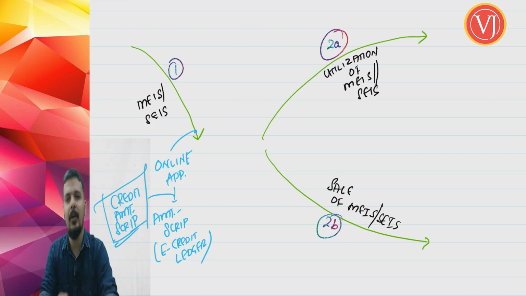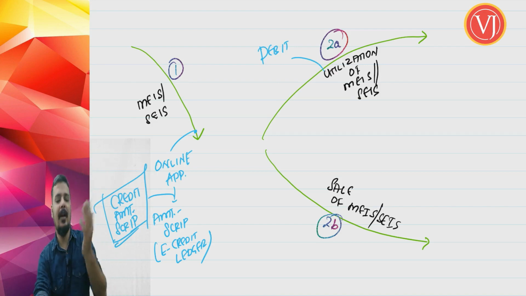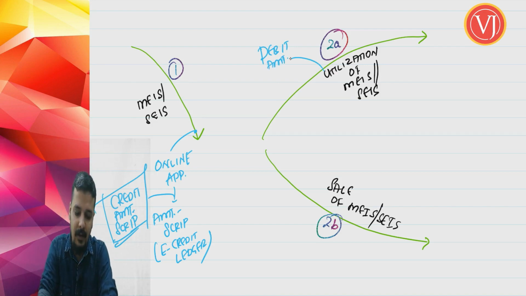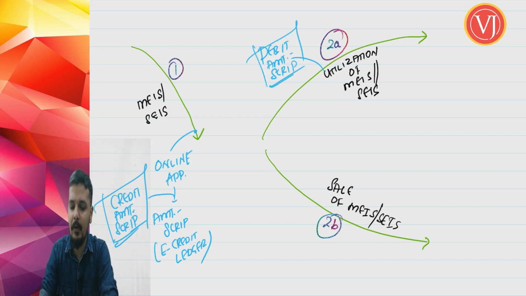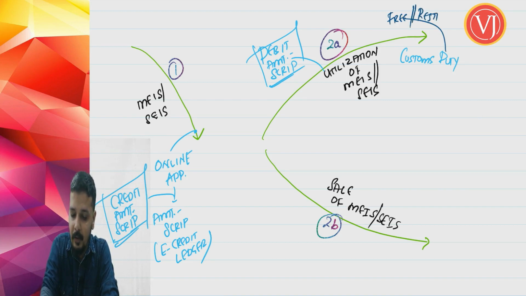Whatever amount is there in the scrip value, you are talking about debit amount, which will be on the back side of the scrip, which means that you are going to use the scrip. For what purposes? You can use the scrip for payment of your customs duty, whether the goods are free goods or restricted goods.